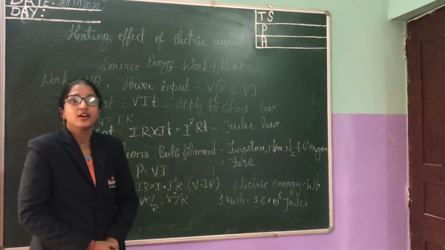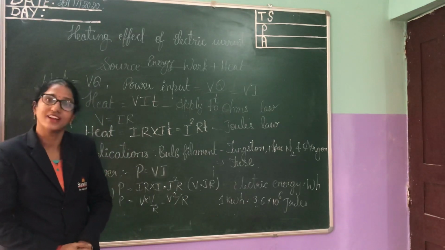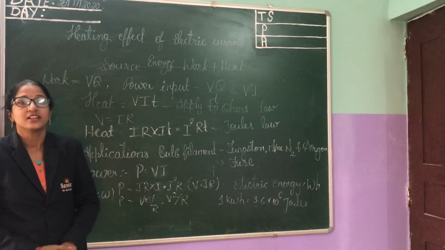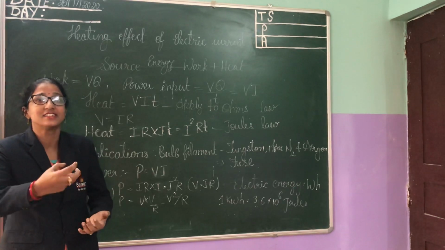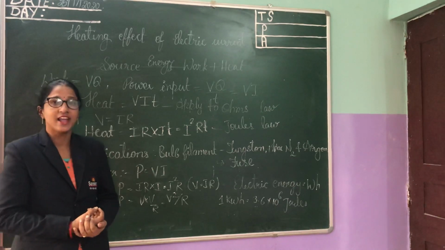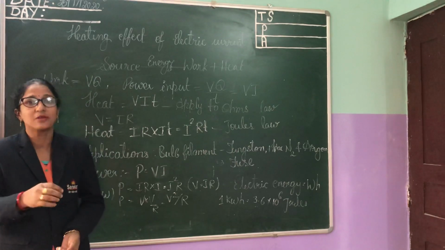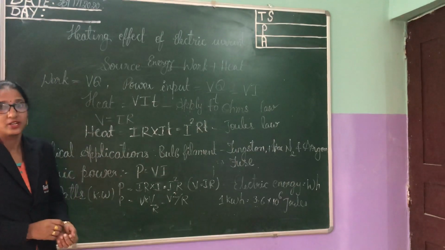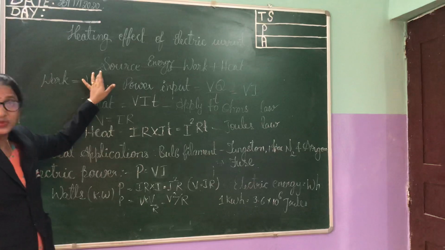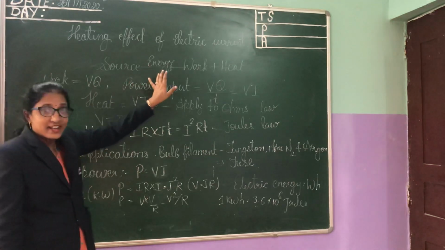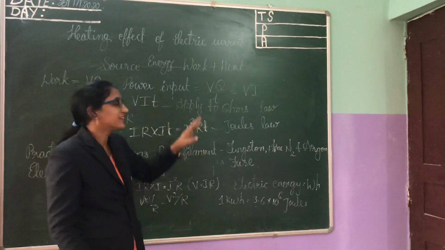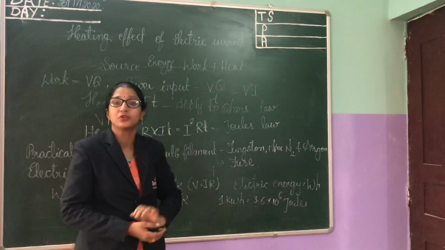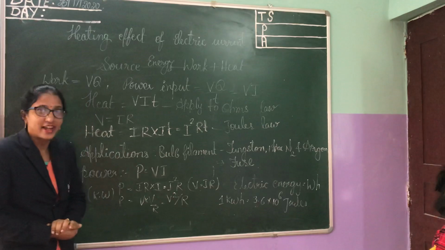We know that cells are the source of energy. In cells, the chemical reaction happening inside releases some energy. That energy helps the electrons to move from one place to another. The source which is releasing energy converts it into work. This energy helps to work the electric gadget, and along with that it produces some heat in the electric gadget.